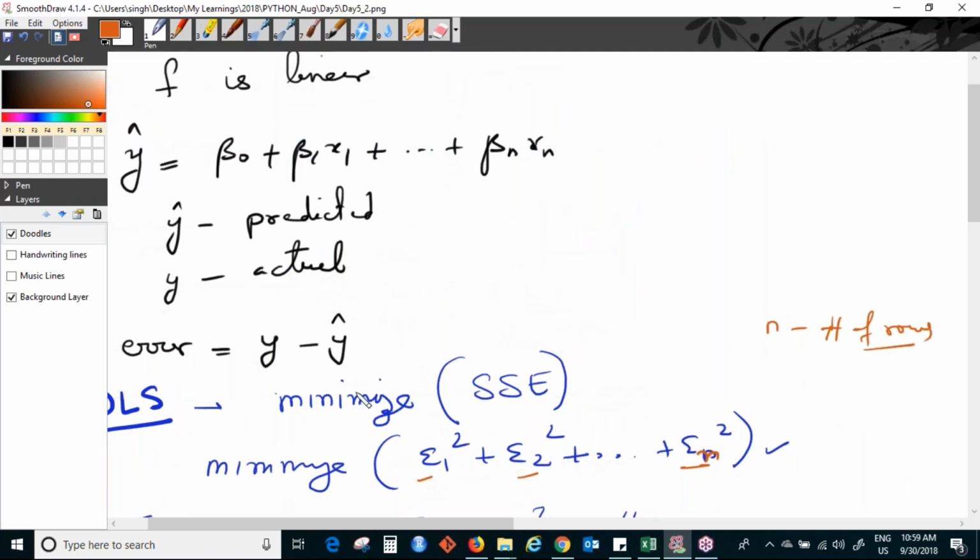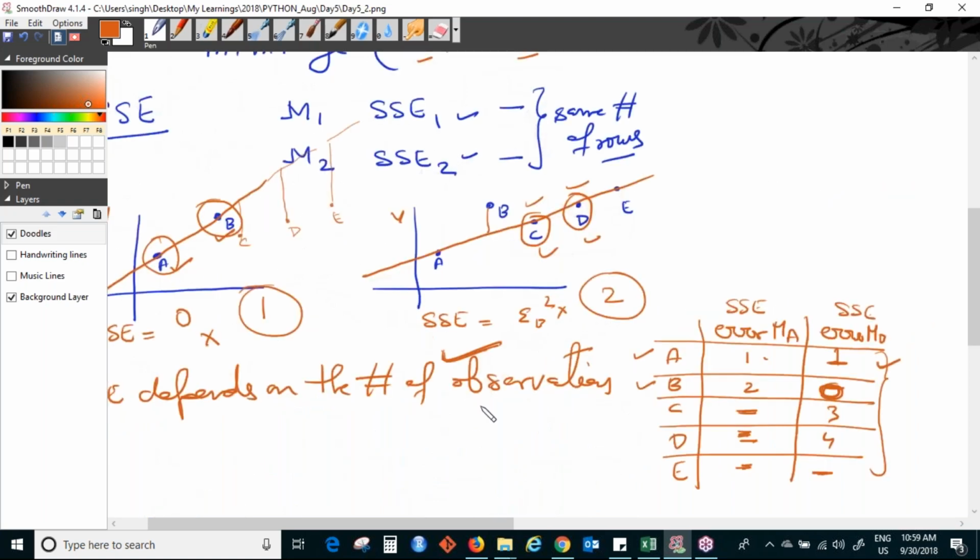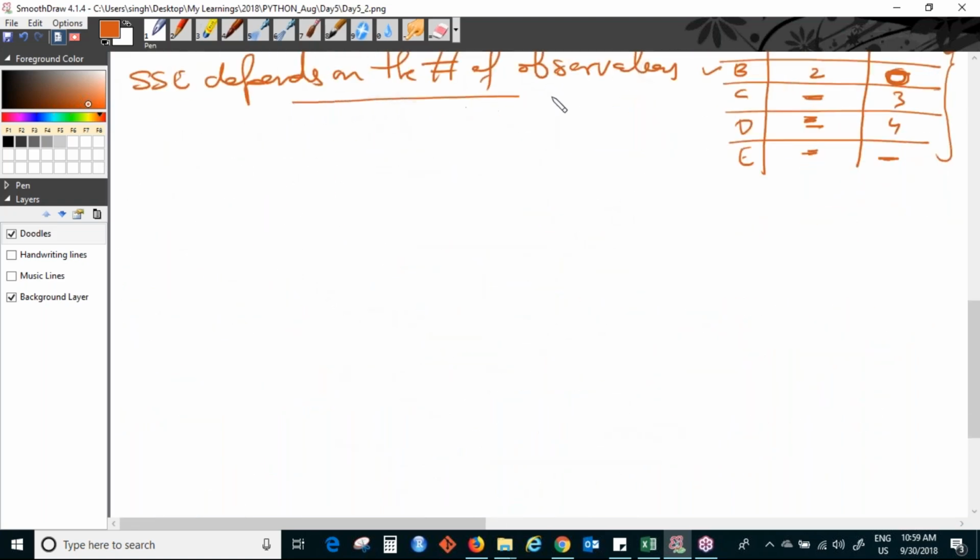So the point I'm trying to make is that sum of squared error depends on the number of observations. So you cannot directly use sum of squared error to compare two models, unless of course both the models are predicting on the same number of rows and on the same rows, not just the number of rows but the exact rows also. Only then can you compare. So this is a problem, right? Because we don't know who is predicting on which row. There will be a confusion. You will have to ask on which rows are you predicting, on how many rows are you predicting. So there will be a big confusion.